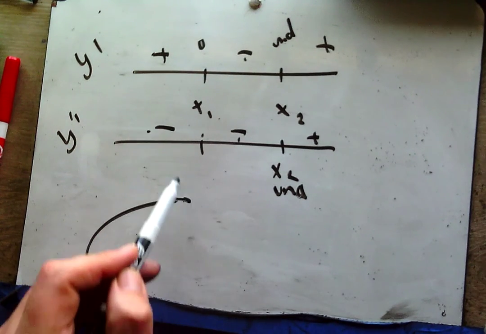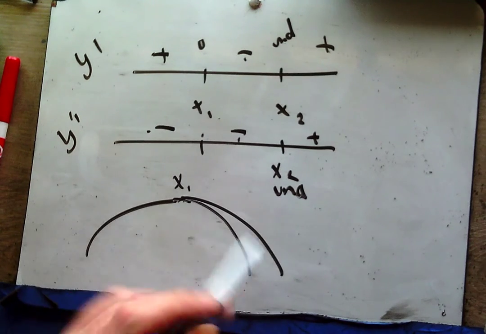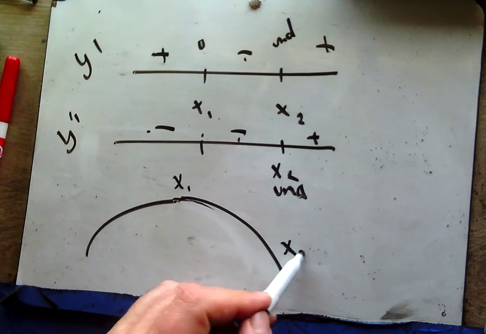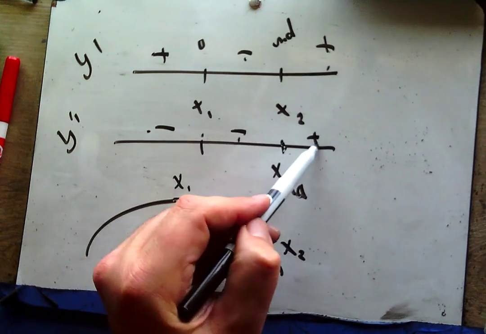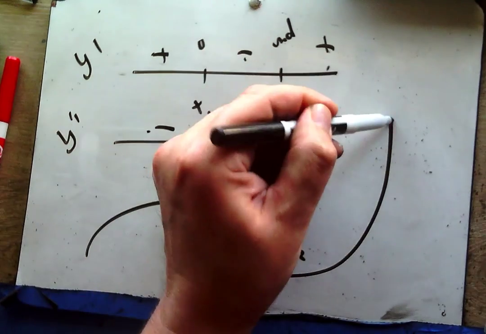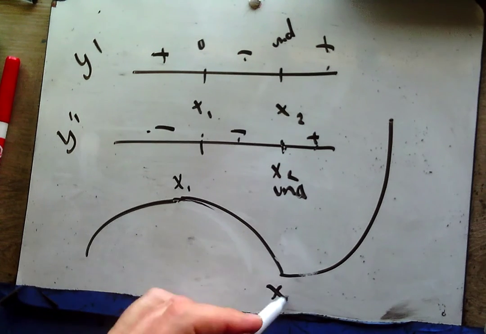So there's x sub 1, decreasing and concave down until I get to x sub 2. And after x sub 2, I'm increasing, and I'll give up. All right. I like that better over here.